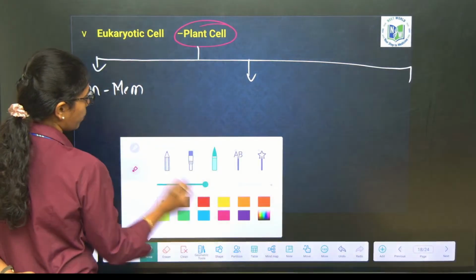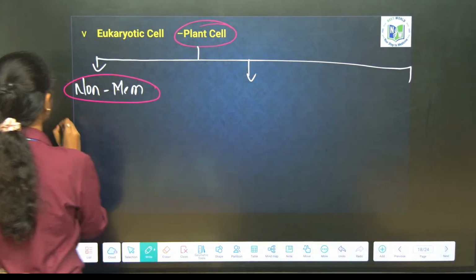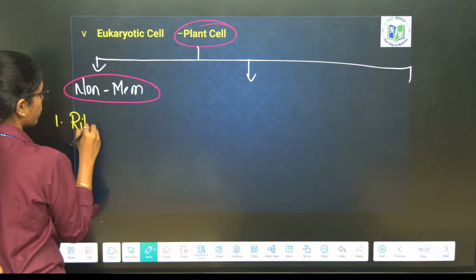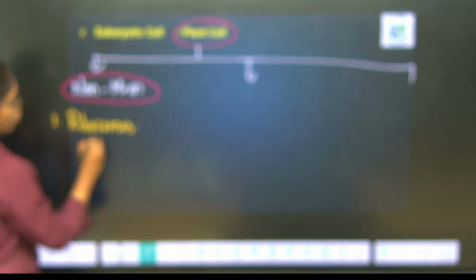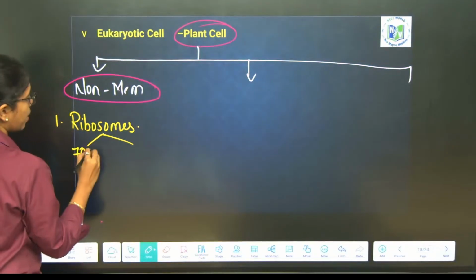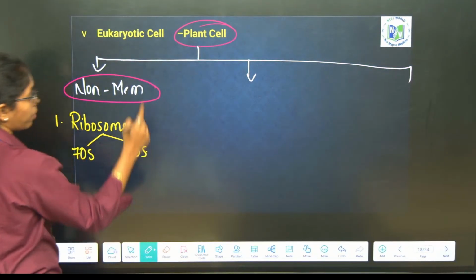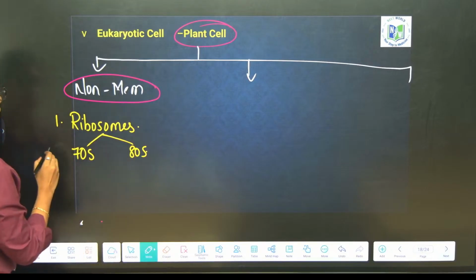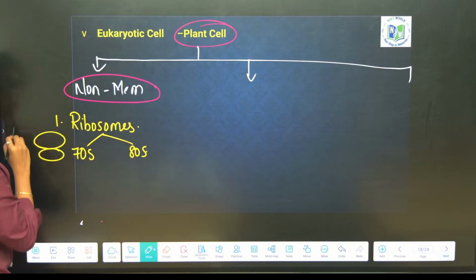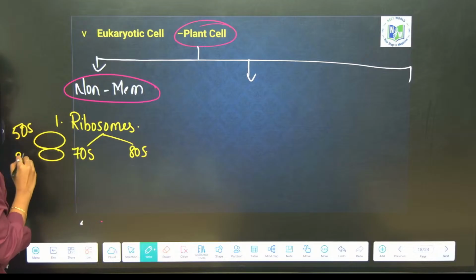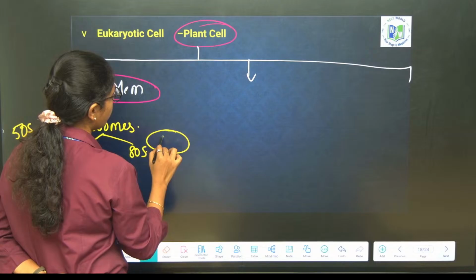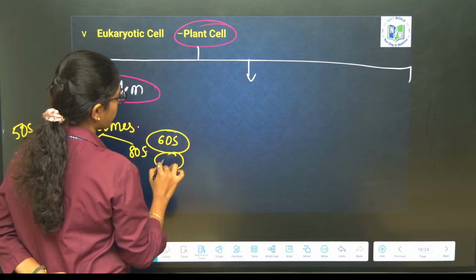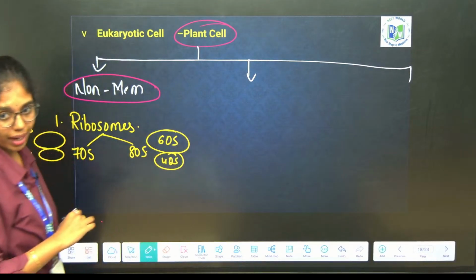The only non-membrane bound organelles you have observed is what? Ribosomes. Remember, we have two types of ribosomes. Both 70S ribosomes and 80S ribosomes are present in a plant cell. For 70S, the larger subunit is what? 50S, and the smaller subunit is 30S. For 80S type of ribosomes, the larger subunit will be 60S and the smaller subunit will be 40S.